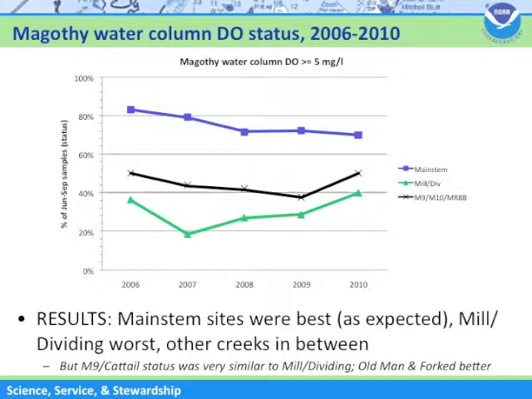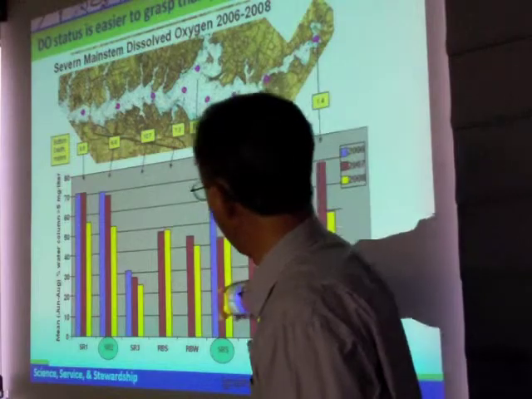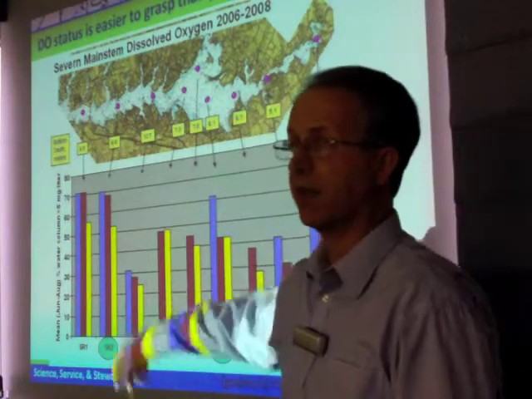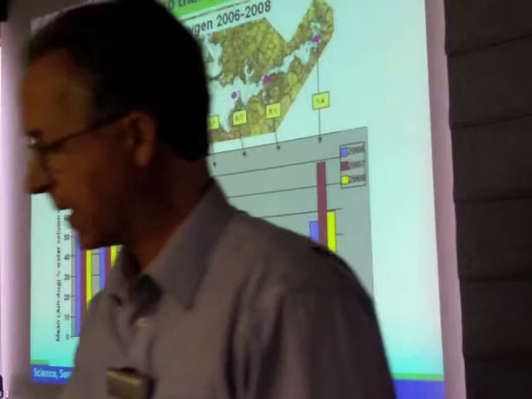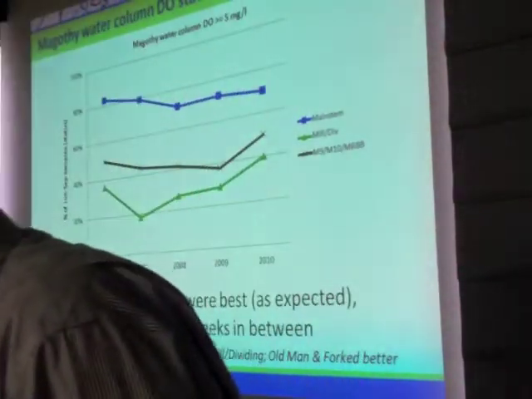And then intermediate were the 3 sites that I sampled, including the 2 near my house. Those were around 50%. What you can't see in this kind of averaging is that one of them, Cattail Creek, was much worse. So there's some variability hidden there. And then the green is the sites in Mill and Dividing Creek, and they dropped down as low as 20% status. And if we go back to the Severn, that's as low or lower than the worst sites on the Severn. So Mill and Dividing Creek definitely have very poor dissolved oxygen status.